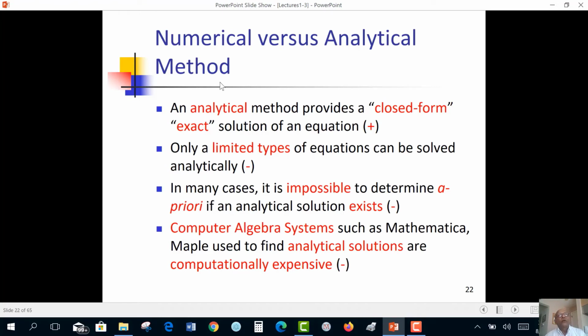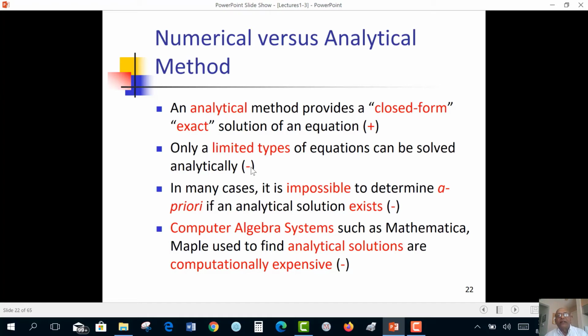In previous calc courses, you have learned what are called analytical methods. Let's compare numerical to analytical methods. The great thing about an analytical method is it forms a closed form, or what is called an exact solution of an equation. So that's the positive part.